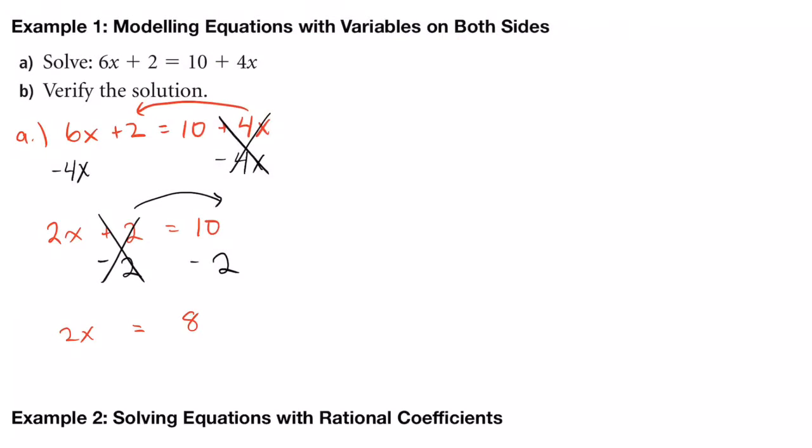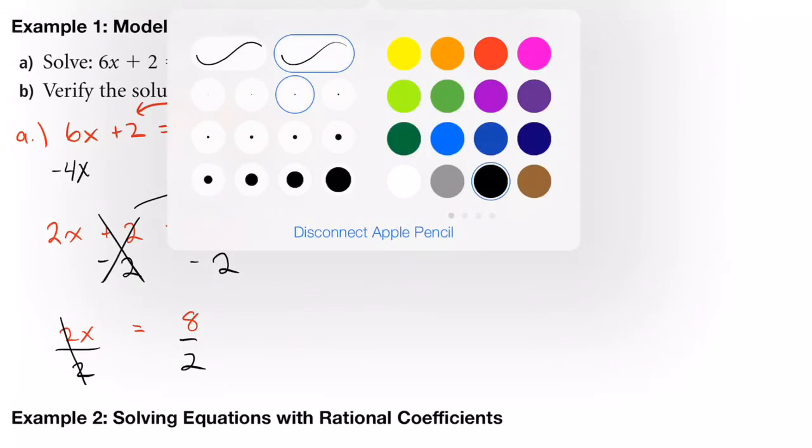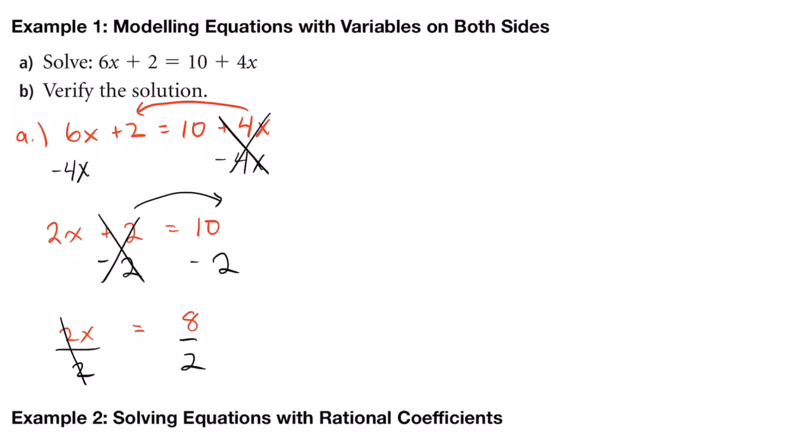And then I have one step left. This is 2 times x. I want x to be all by itself. So I need to divide both sides by 2. And that cancels out these 2's. So what I have left is x equals 4. So that's my answer for that.